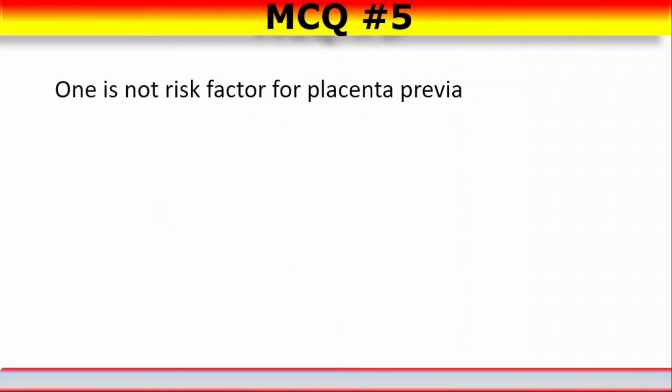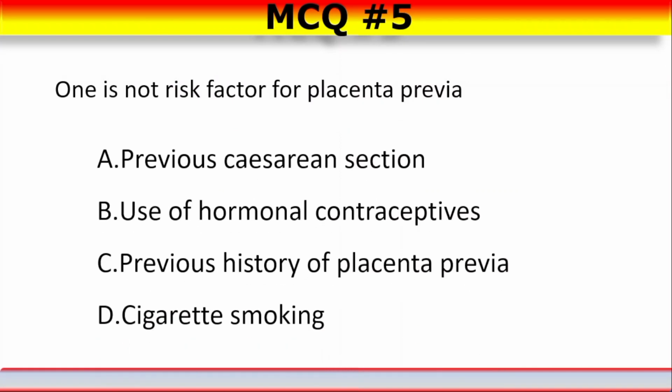Question number 5. One is not a risk factor for placenta previa. A. Previous cesarean section. B. Use of hormonal contraceptives. C. Previous history of placenta previa. D. Cigarette smoking.